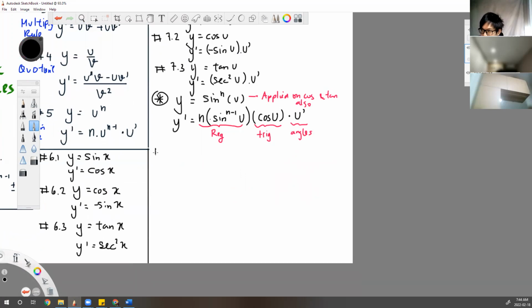Logarithmic function, rule number 8. 8.1: if I have y equals ln x, then dy/dx will be 1 over x. Now 8.2: if I have y equals ln u of a function, keep in mind, dy/dx will equal 1 over u, chain rule, multiplied by u prime. Nothing more.